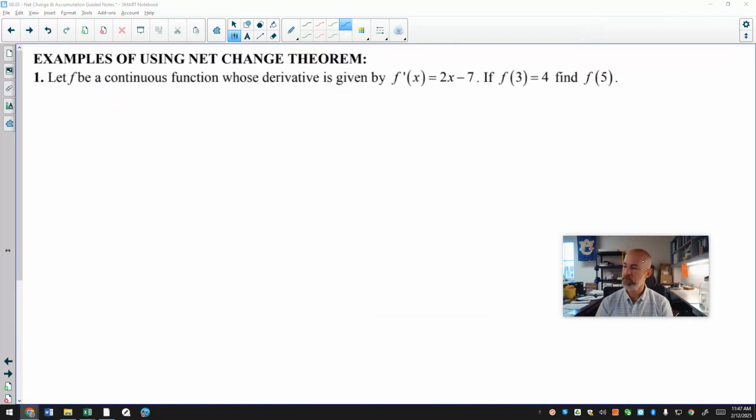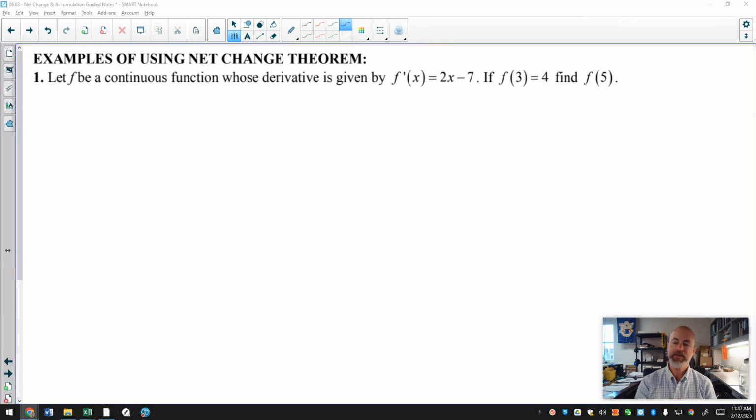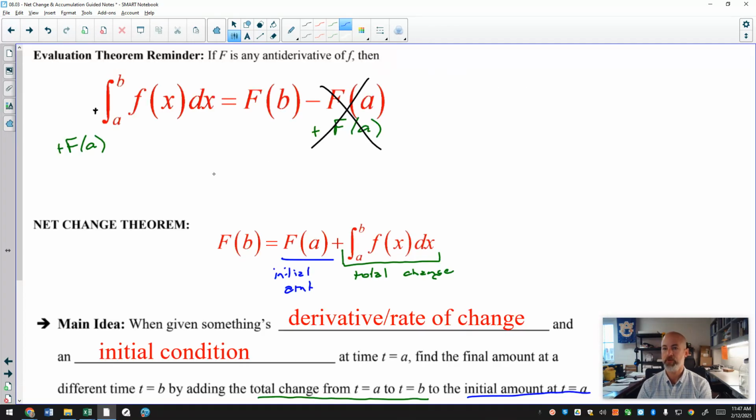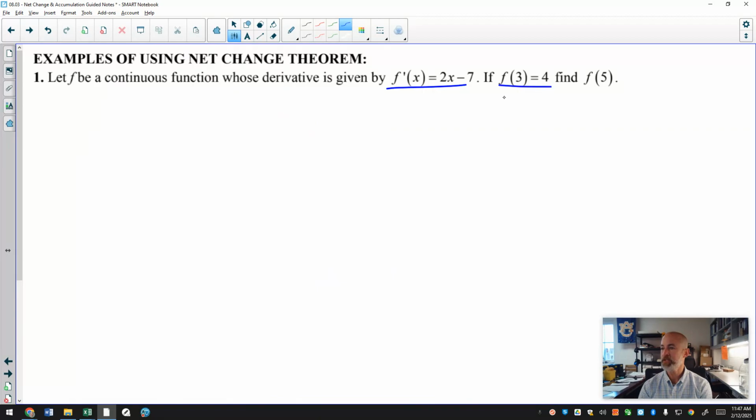And the first one is a little bit of an oddball because your teacher could have given this to you a long time ago, and you probably would have been able to figure it out because we have a continuous function. So we have the derivative, we have the rate of change, and I gave you some initial condition, and I want the amount at a later time. So we could use the setup that I just showed you. However, we could also just channel old knowledge. I could say, well, f of x, the antiderivative of that would be x squared minus 7x plus c. And I have an initial condition. I could solve for c, couldn't I?